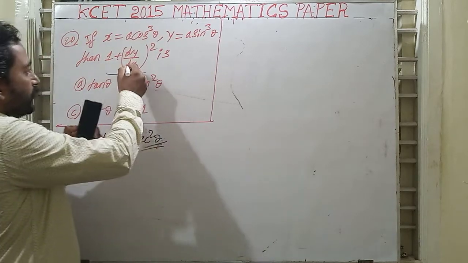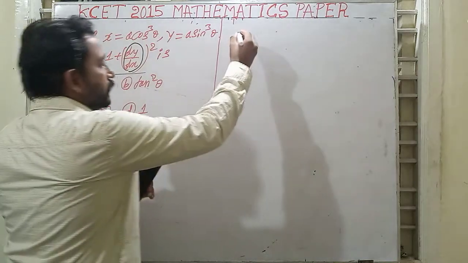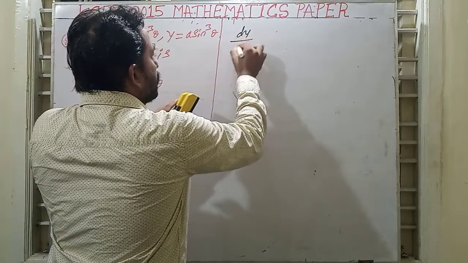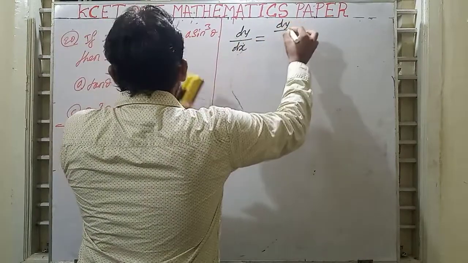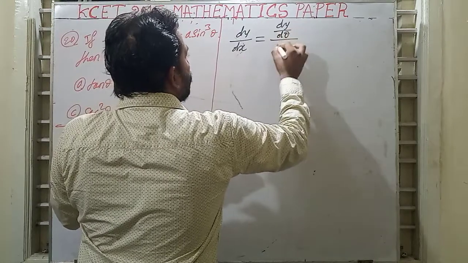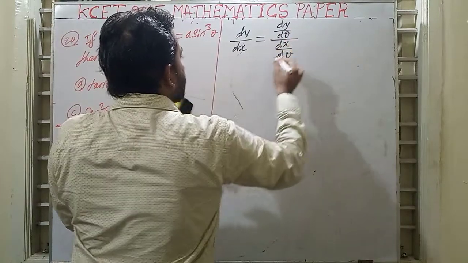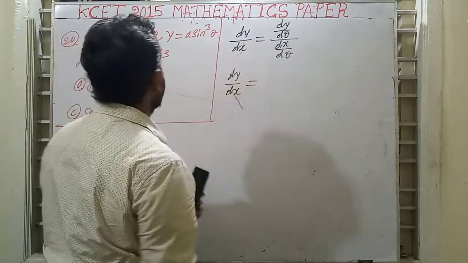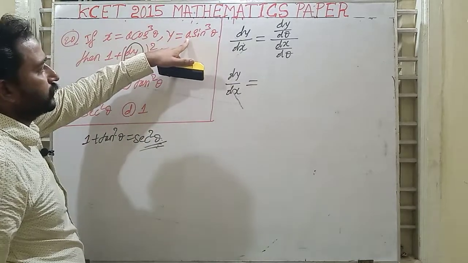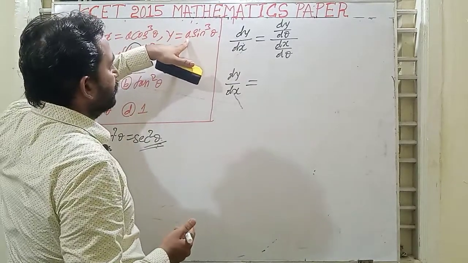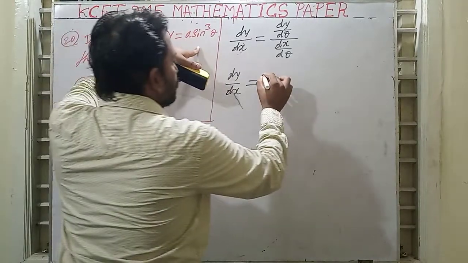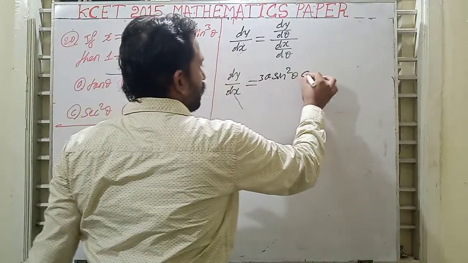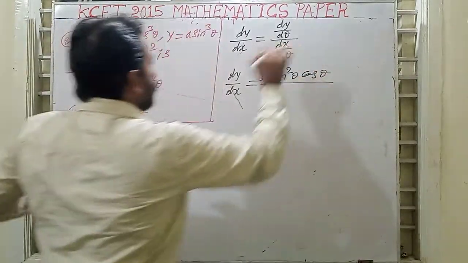First we have to find dy by dx in this case. dy by dx is equal to dy by d theta divided by dx by d theta. Since this is a parametric equation, we can write it this way. Apply the chain rule. First, a is constant, and sin cube can be written as 3 sin square theta. Once again differentiate, sin theta becomes cos theta. Divided by dx by d theta.